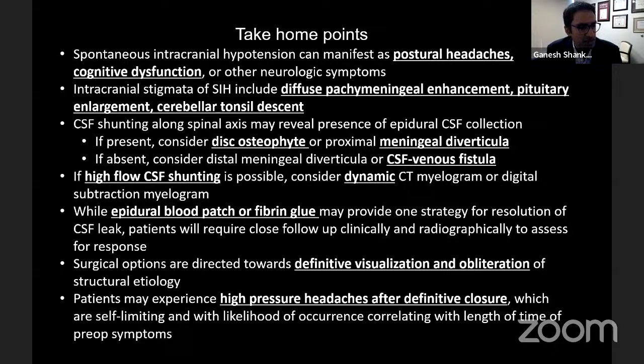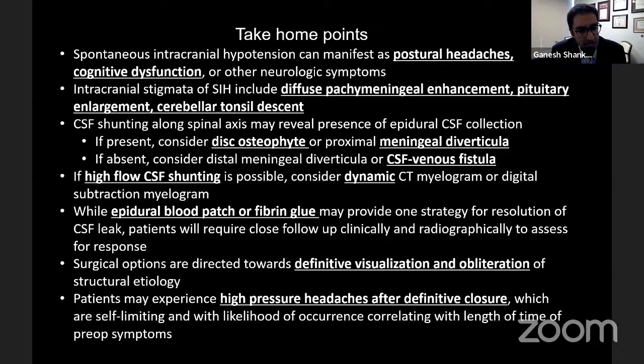High flow CSF shunting may not be captured on just a CT myelogram, so it may require some form of a dynamic CT myelogram or a digital subtraction myelogram, and that really requires a lot of collaboration together with your radiologists and interventionalists. And while an epidural blood patch or fibrin glue may be good for type 2 leaks with a meningeal diverticula, it may not actually work for some of these other leaks that are resulting from some kind of disc osteophyte that is stenting the dura open or a CSF venous fistula.